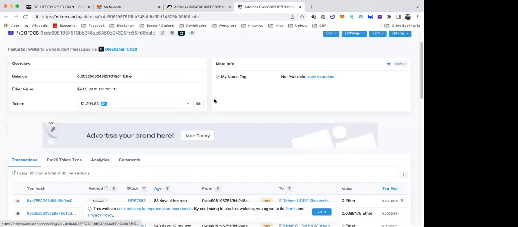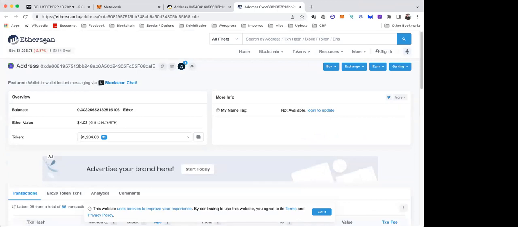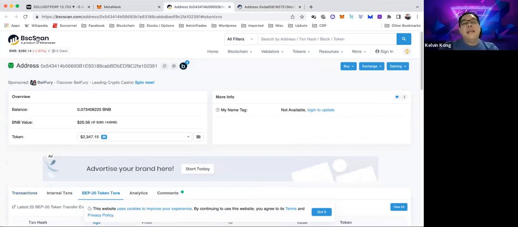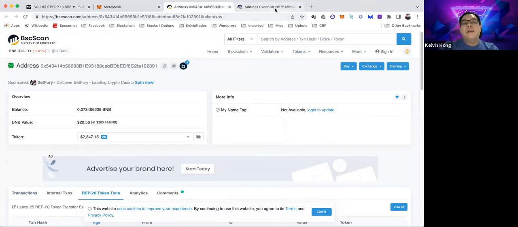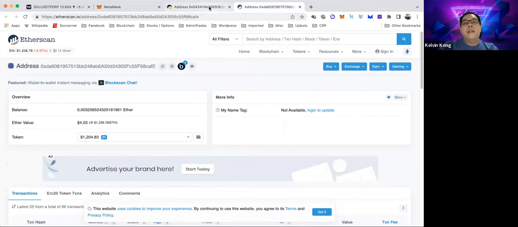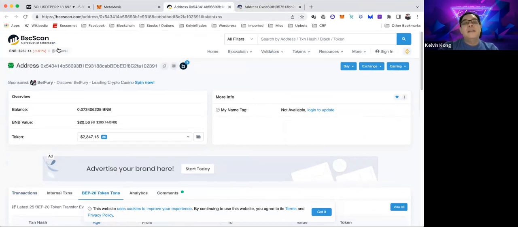I see. So now you see this is Etherscan. This is BscScan. If you look at the interface, it's pretty similar, right? You see, it's practically a copycat. Just that this is different.